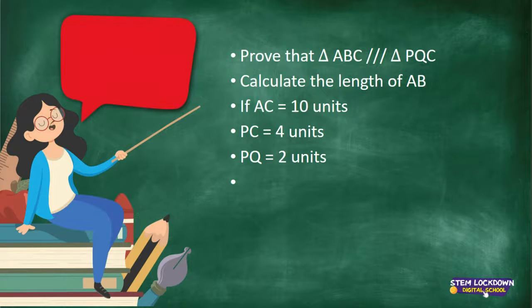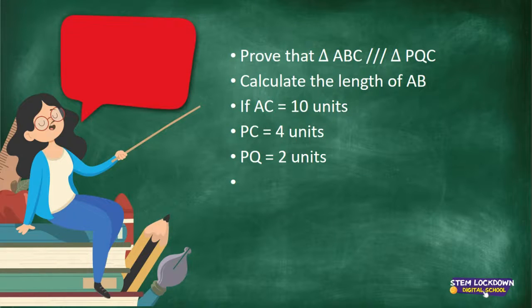It should be clear at this point that we've managed to prove a similarity, and that we've managed to calculate the length of AB. When you are given AC, which is 10 units, PC being 4 units, PQ being 2 units. And that should be clear as of now, in as far as similarity is concerned.